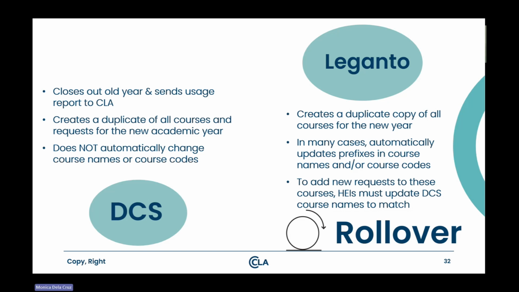Leganto, on the other hand, creates a duplicate copy of all the courses for your new year. In many cases, they automatically update prefixes in course names and or course codes. To add new requests to these courses, HEIs have to update DCS course names to match. Technically, it doesn't matter whether DCS or Leganto rolls over first. The key point is that the course codes must match. Most HEIs tend to end up rolling over in the DCS first, typically in June, and then in Leganto later.